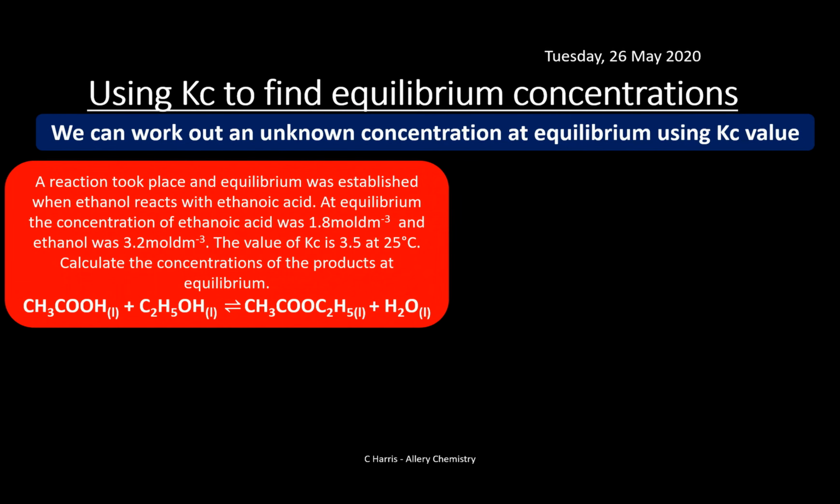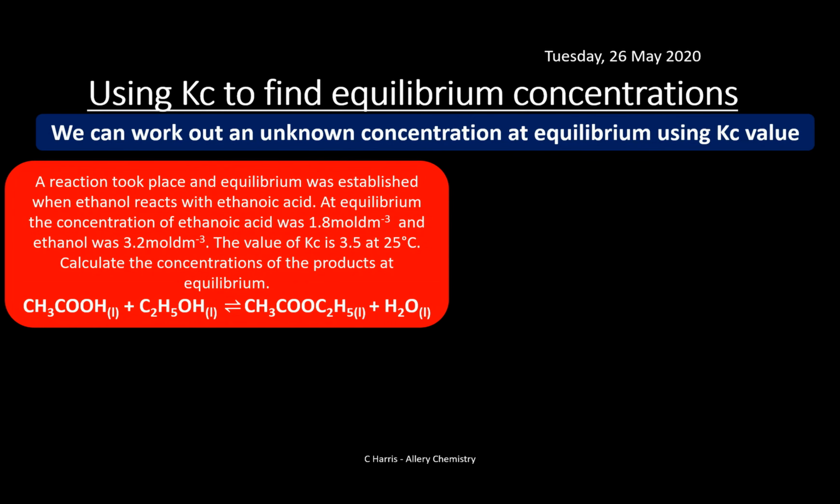A reaction took place and equilibrium was established. At equilibrium, the concentration of ethanoic acid is 1.8 moles per decimeters cubed, ethanol was 3.2 moles per dm cubed, and the value of Kc is 3.5 at 25 degrees Celsius. Obviously, that's being given to you. So calculate the concentration of the products at equilibrium.